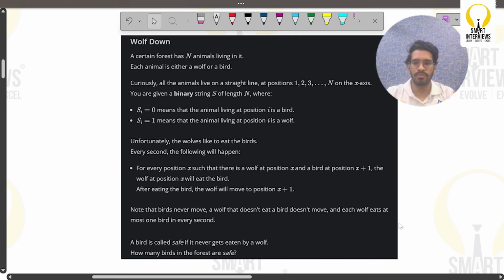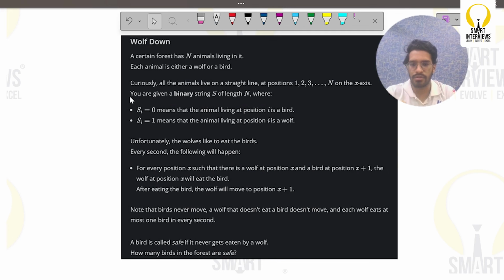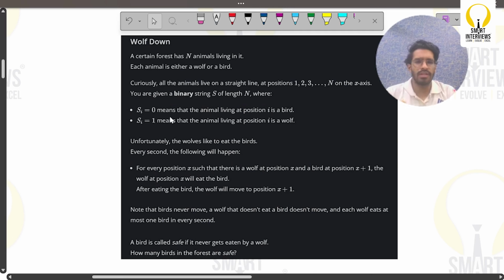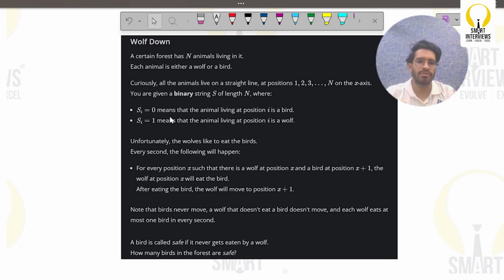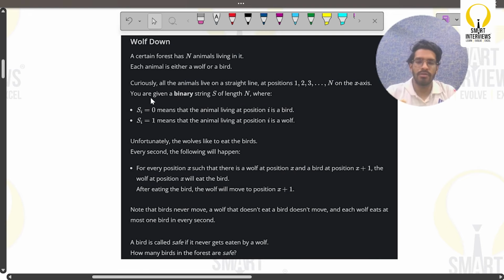Now the next problem's name is Wolf Dung. As you can see, there will be a certain forest which has n animals living in it. Each animal can either be a wolf or a bird, so it will be any of these two animals. All the animals live in a straight line, at positions from 1 to n on the x-axis. Now you are given a binary string s of length n.